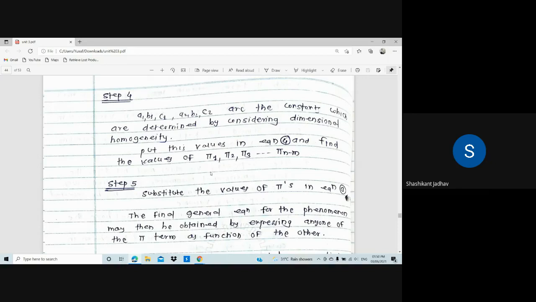Okay, so write down this step number 5. Step number 5: substitute the values.